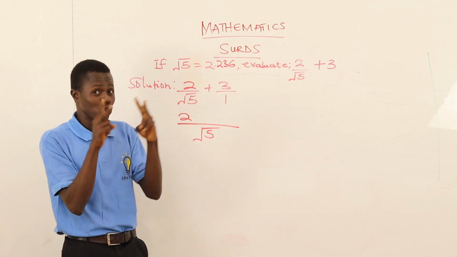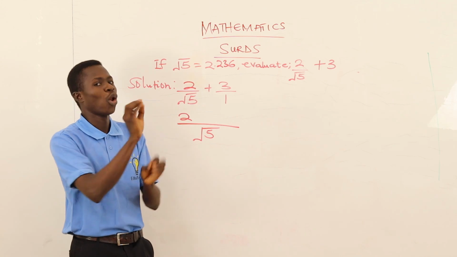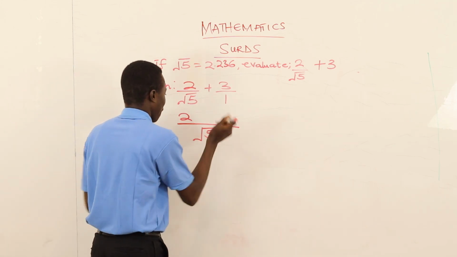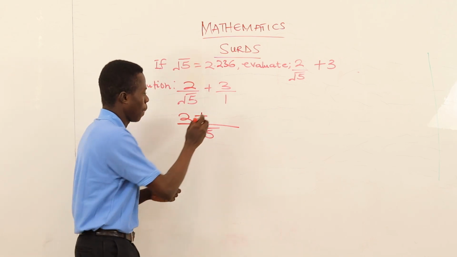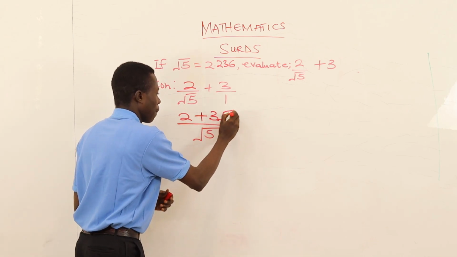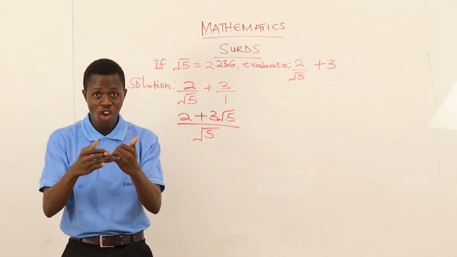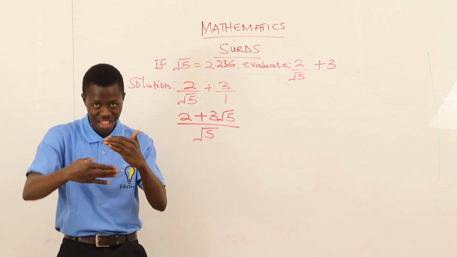Again, remember that the sign is always important. You always bring the sign. So we are going to have our positive sign plus there. Then we are going to have 3 square root of 5.